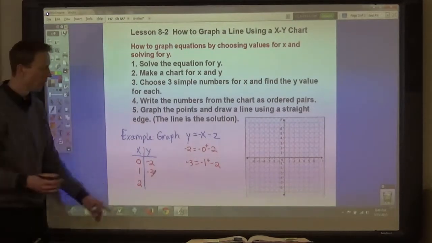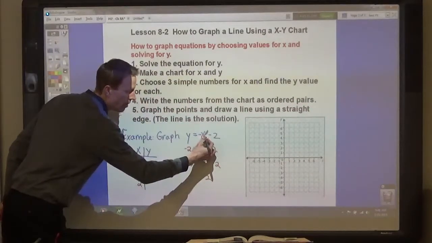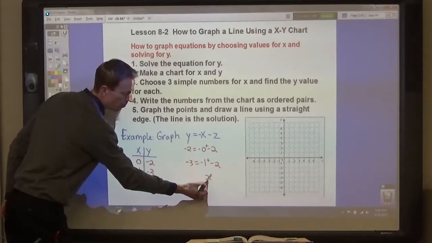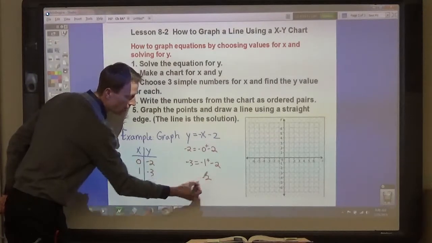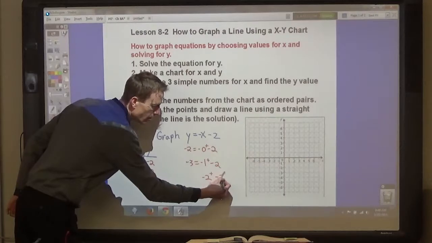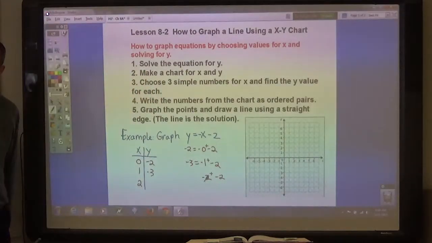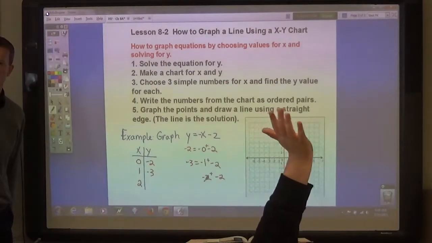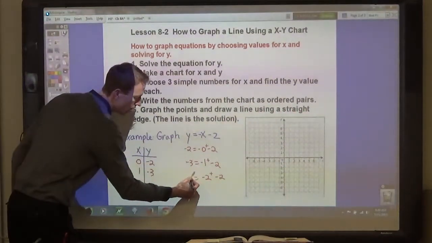What if x is 2? Then we put 2 in for x. Right here, we put a 2. Everything else we have to keep. We have to keep the negative sign. We're going to insert a plus sign so that we know to add these two. So when x is 2, y is, Henry? Negative 4.